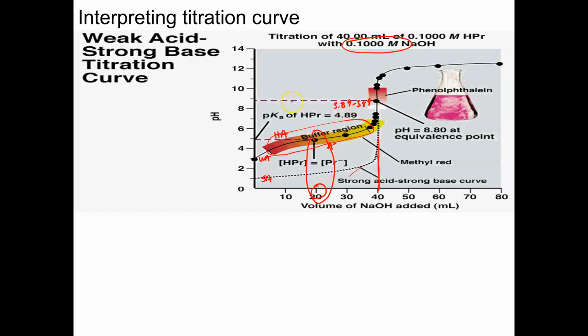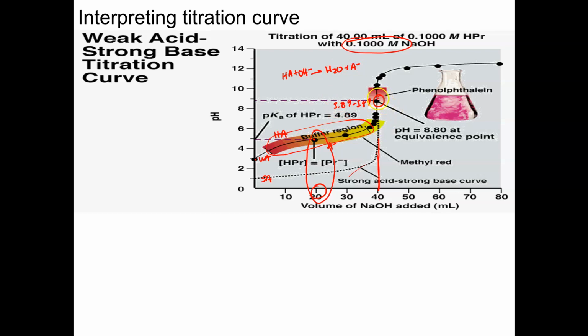Remember, as you're adding base, what's going on? The HA is fighting it. You're adding OH minus, it's going to fight it to produce H2O and A minus. So each time you do that, the concentration of HA goes down. Simultaneously, the concentration of A minus goes up. That's why at this point they're equal to each other. Before here, it was just HA purely, right? At this point, now they're equal to each other. And then beyond that, you're producing more A minus, so A minus is going to be higher.